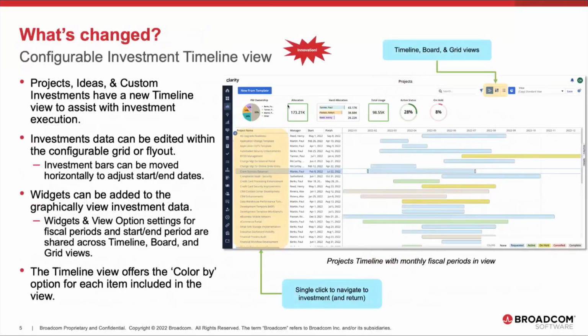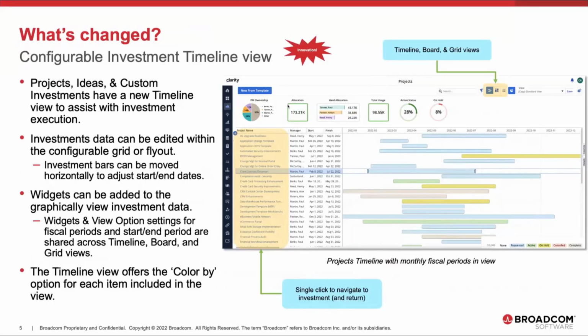As you can see here, the investment timeline view is there. This is an example of a collection of projects, and it gives you that view into the investment execution. Investment data can be edited within that configurable grid on the left or the flyout if it's open. The investment bars can be moved horizontally to start or adjust end dates. Widgets can be added to graphically view the investment data.